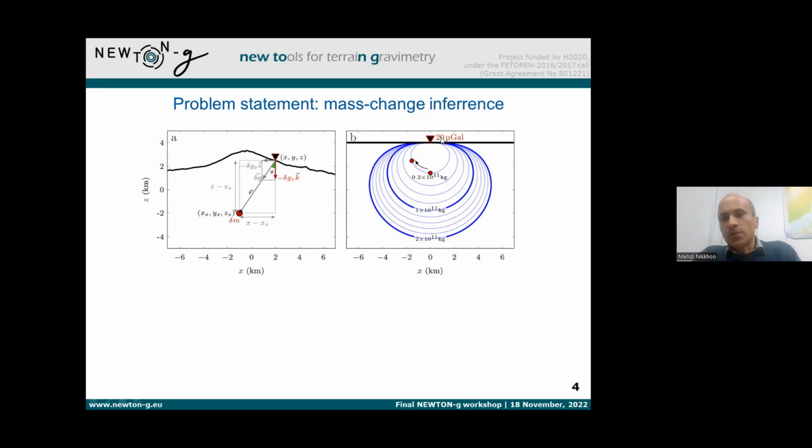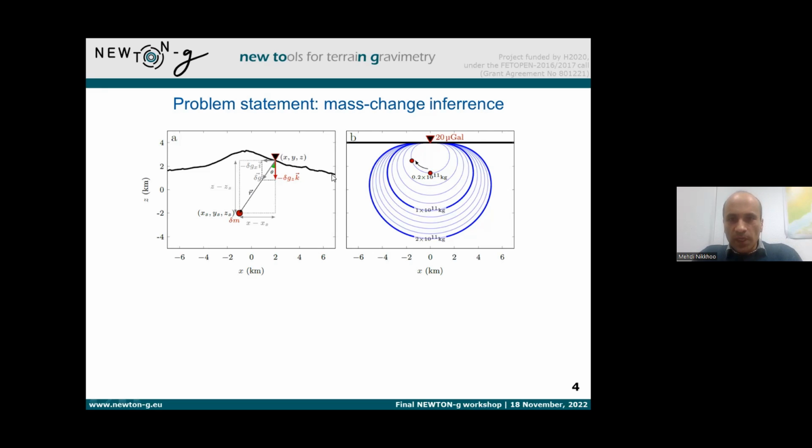If we assume that we are observing 20 microgal on the gravimeter, this can be caused by a point mass right below the gravimeter. The amount of mass is shown here. If the point mass moves on this equimass contour line, the observed gravity change does not change. So for 20 microgal, we have 20 microgal of gravity change. We can assume there are infinitely many equimass contour lines corresponding to different amounts of mass, different point masses.